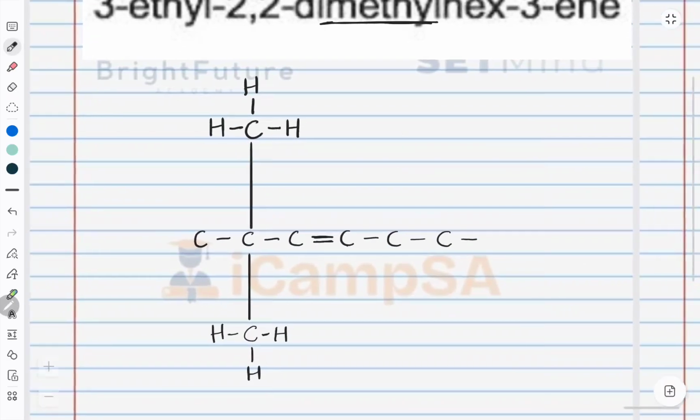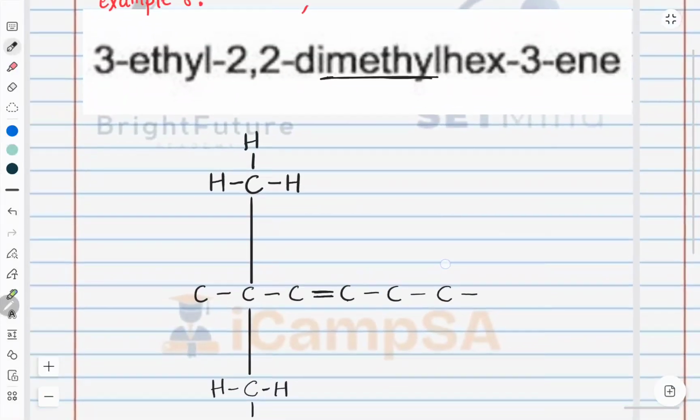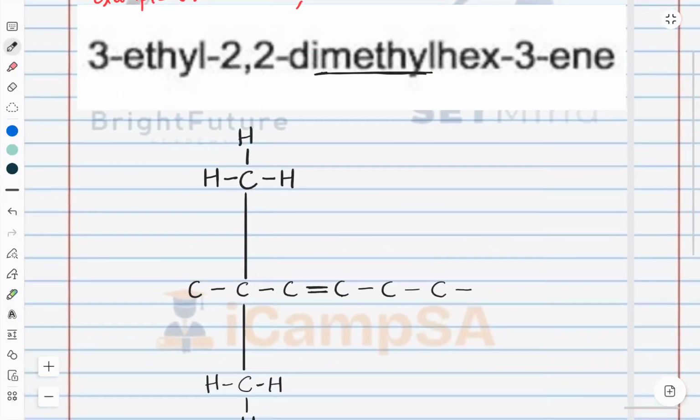Okay. Now, where's the ethyl? The ethyl is on number 3. So it's here. Remember, ethyl has 2 carbon atoms. Okay, that's your ethyl.